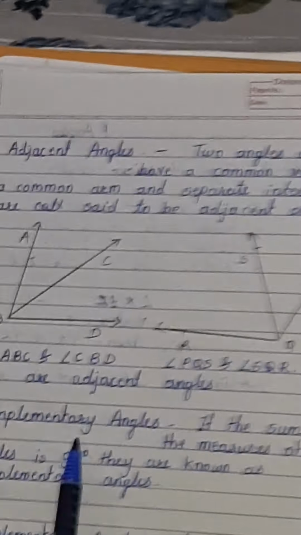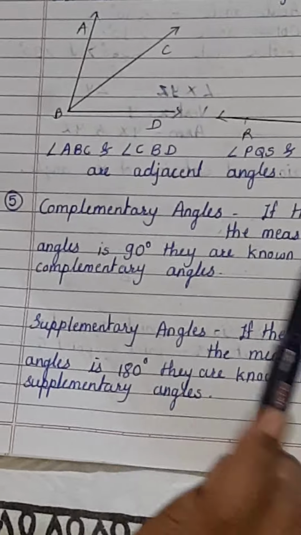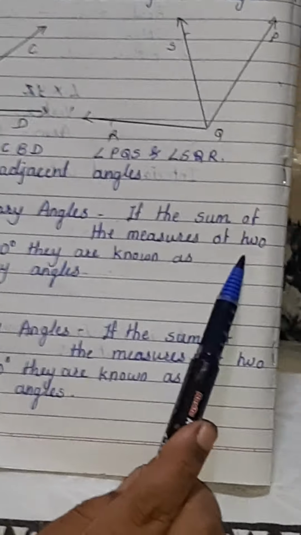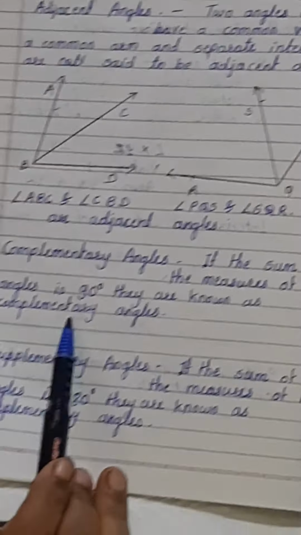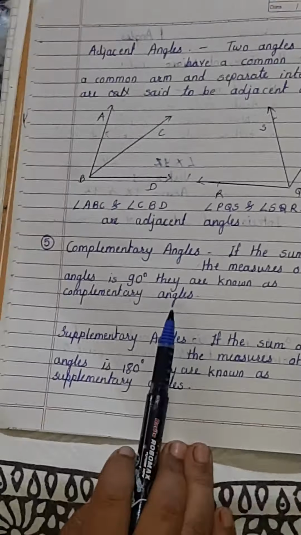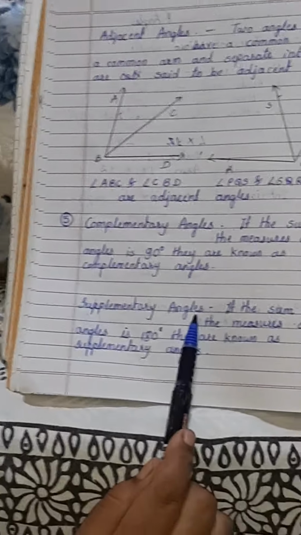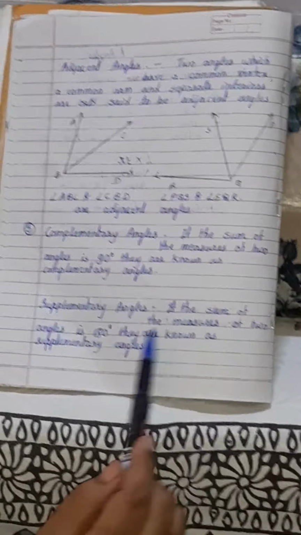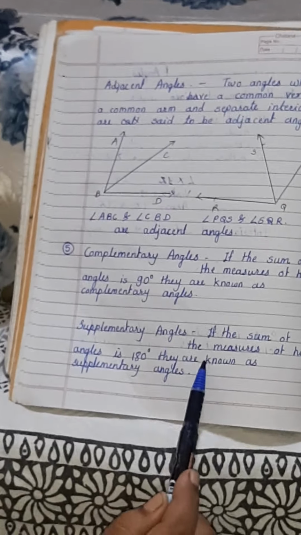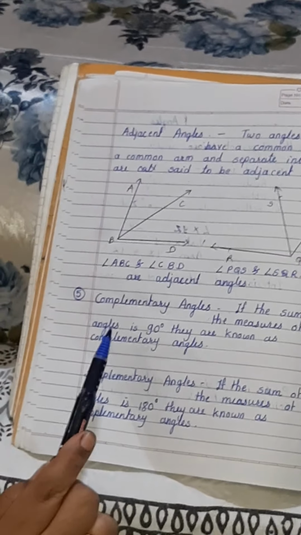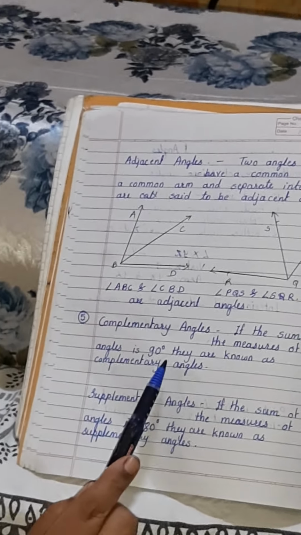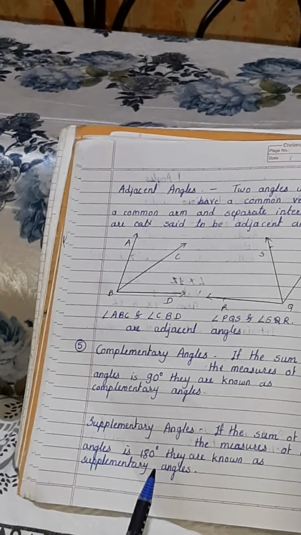Next one is complementary angles. What are complementary angles? If the sum of the measures of any two angles is 90 degrees, they are known as complementary angles. With complementary angles, another type is also there, that is supplementary angles. If the sum of the measures of two angles is 180 degrees, they are known as supplementary angles. Means complementary angles have a sum of 90 and supplementary angles have a sum of 180 degrees.